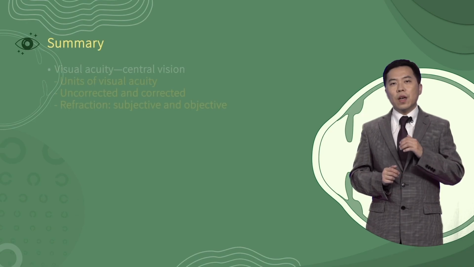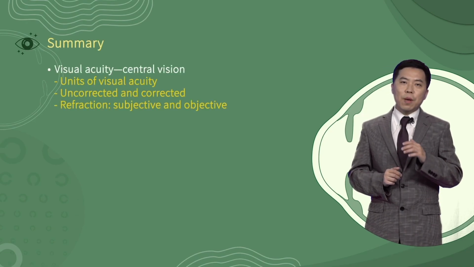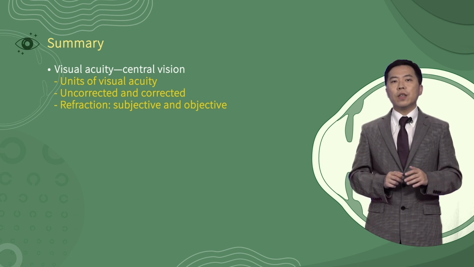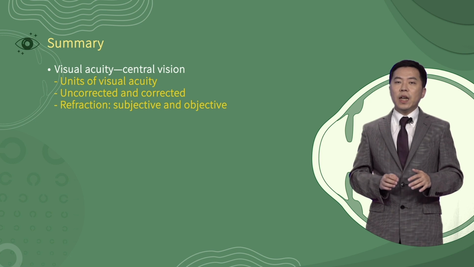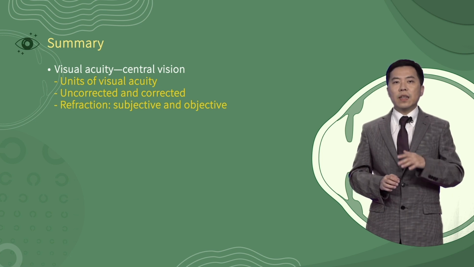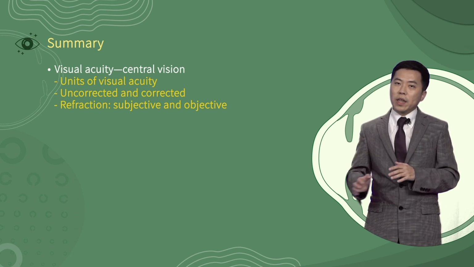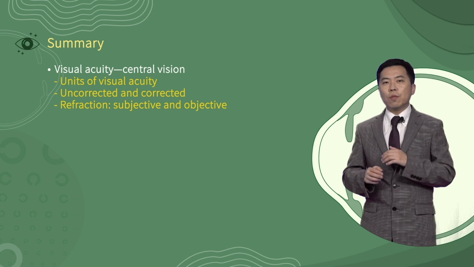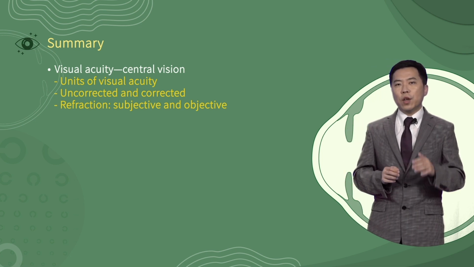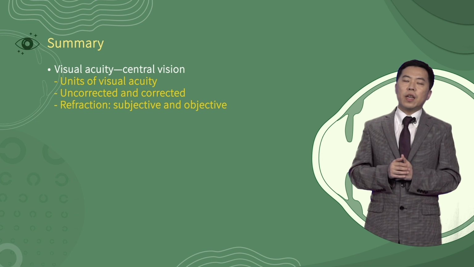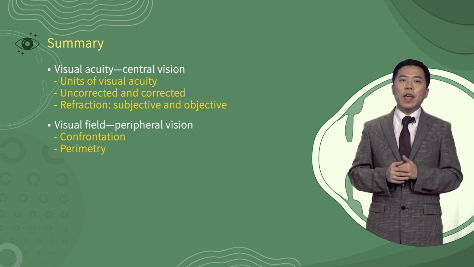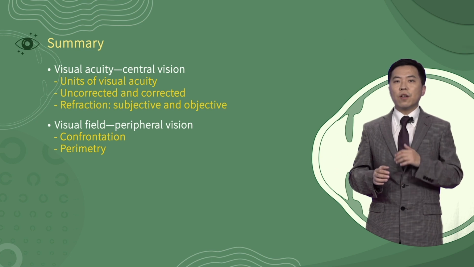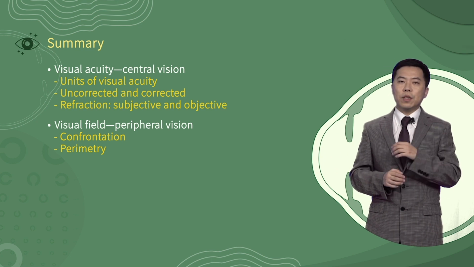In summary, visual acuity is the measurement of the central vision. There are several different units of visual acuity. The visual acuity of less than 1.0 should be corrected. The refraction of the eye can be determined using subjective and objective measures. Visual field is the measurement of peripheral vision. It can be measured using confrontation tests or perimetry.